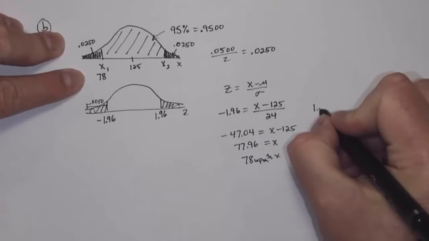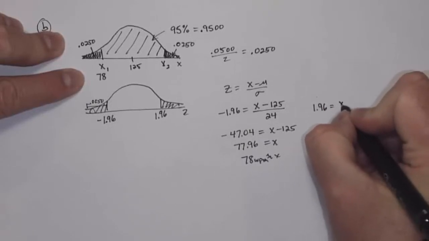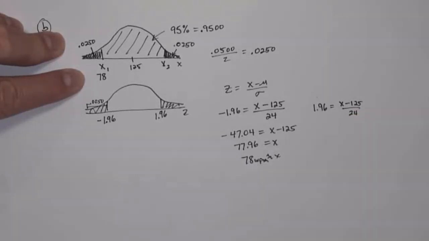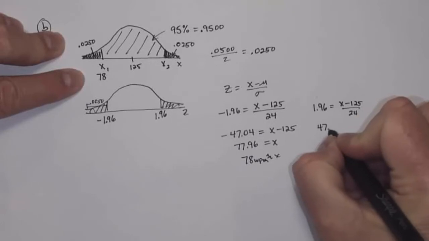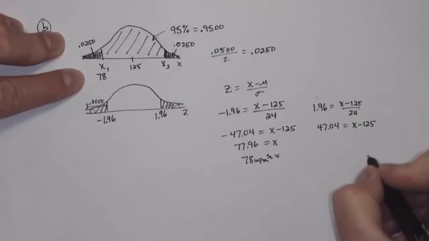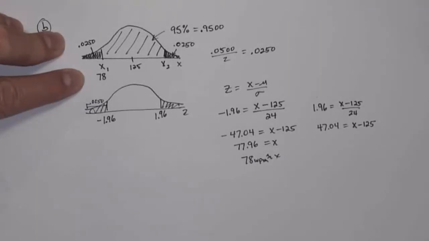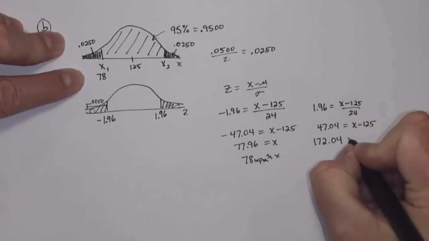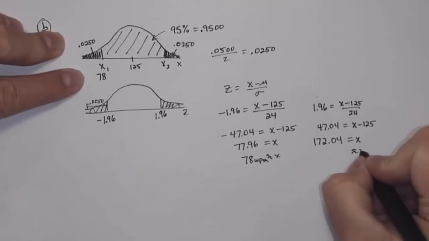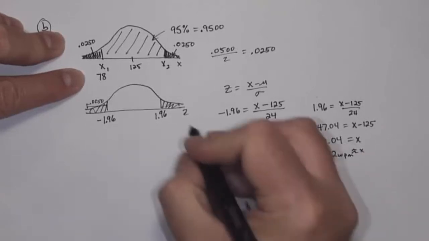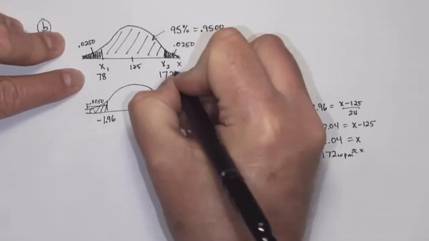Likewise, 1.96 is going to equal x minus 125 divided by 24. If we multiply both sides by 24, that gives us 47.04 equals x minus 125. And if we add 125, that's going to be 172.04 equals x. So approximately 172 words per minute. That would be this value.